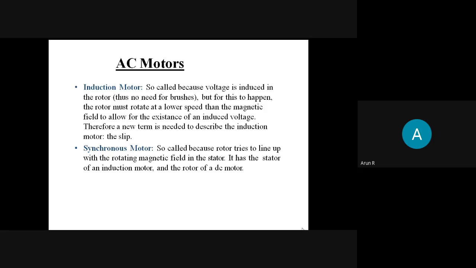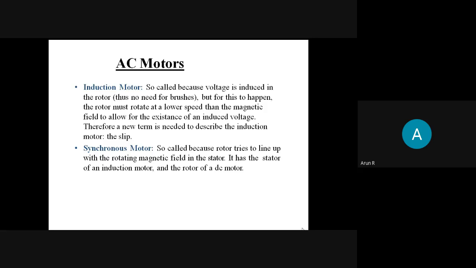AC motor. The induction motor is given this name because the voltage is induced in the rotor, thus eliminating the need for brushes as in the case of the DC motor. But for this to happen, the rotor must rotate at a lower speed than the magnetic field to allow for the existence of an induced voltage. Therefore, a new term is needed to describe this in the induction motor, which is called slip.